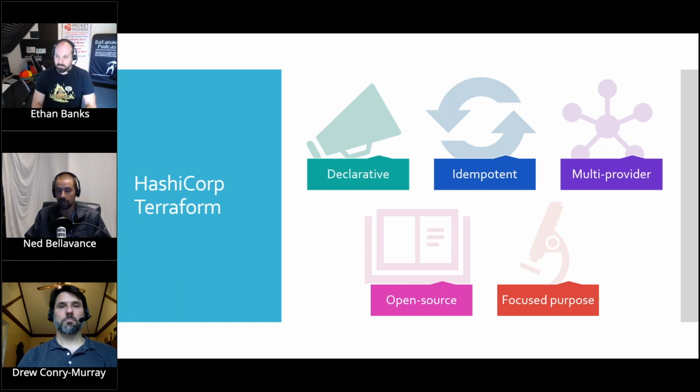You could contribute to it if you happen to know how to program in Go. I'm learning how to program in Go because there's some things that I think could be improved. But the documentation is open source too. So if something's missing and you feel like it needs to change, you can go and edit the markdown and submit a pull request. And they also take the approach with Terraform that it's a very focused purpose tool.